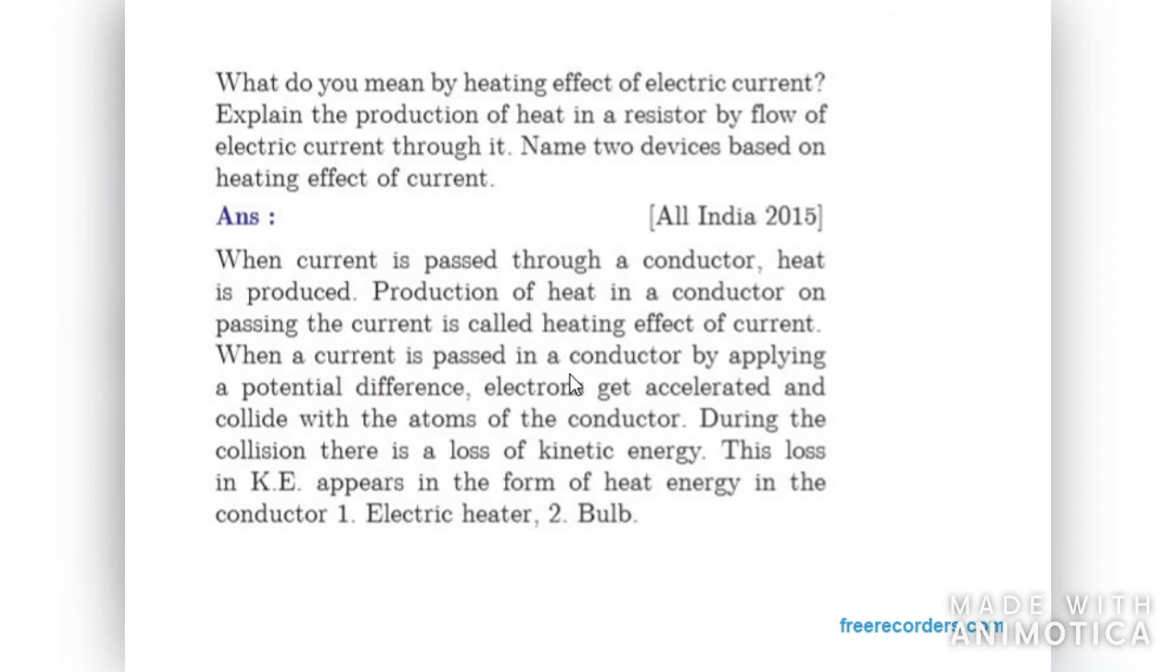It says what do you mean by heating effect of electric current? So when current is passed through a conductor, heat is produced and production of heat is related to the passing of current. As soon as you increase the current, there will be increase in the production of heat. So when a current is passed in a conductor by applying a potential difference, electrons get accelerated and collide with atoms of conductor, and during this collision there is a loss of kinetic energy, and this loss in the kinetic energy appears in the form of heat energy in the conductor.